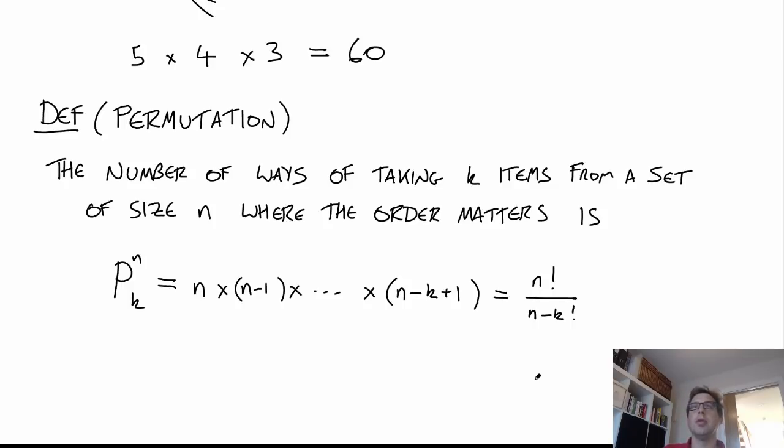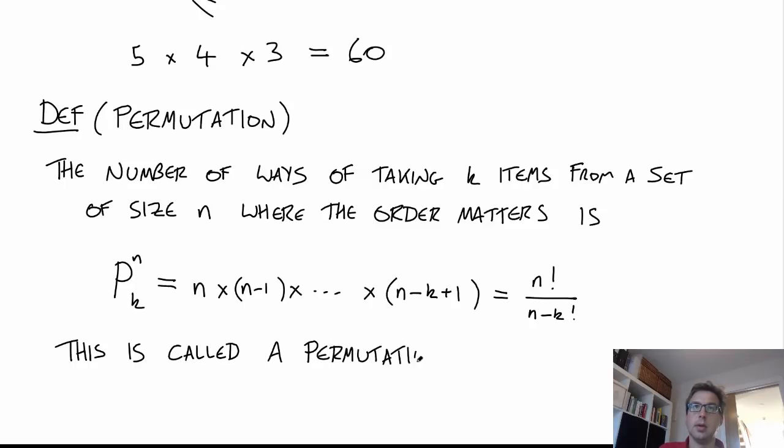So we product up the n terms and leave it so there's only k left. Alright? This is called a permutation.